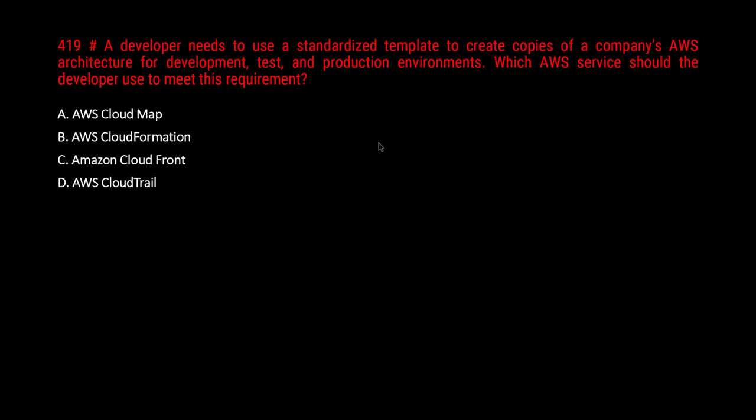A developer needs to use a standardized template to create copies of a company's AWS architecture for development, test and production environments. Which AWS service should the developer use? But they are talking about standardized template to create copies of architecture. There is only one tool which can do it, which we call infrastructure as code, which means you write code to deploy resources in different environments. Why you need that? Because when you create a template and deploy it in dev, you will make sure that you will repeat the same services, same order in test and production. So that is a best practice on how you need to deploy services.